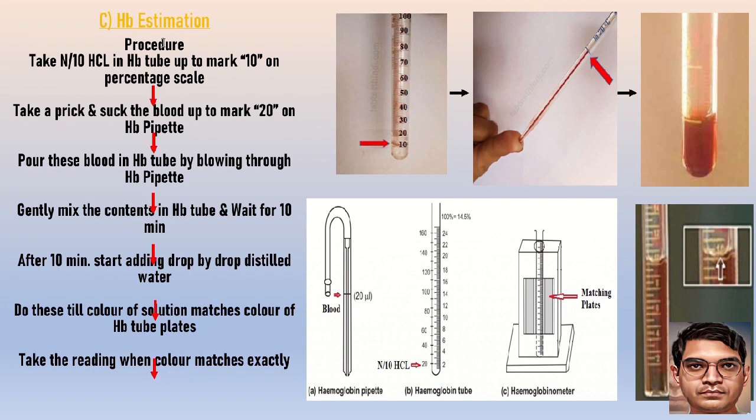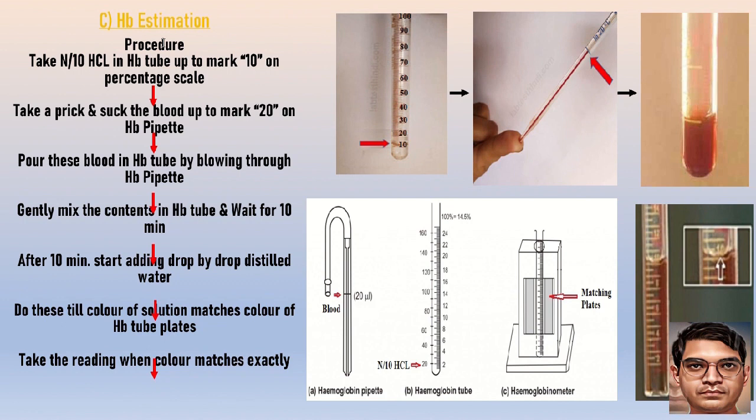Now we'll see the procedure of hemoglobin. The name of the method is Sahli's hemoglobinometry. You need to take first N/10 HCl in the HB tube up to the mark 10 on the percentage scale. Then you need to take a prick and suck the blood up to the mark 20 on the HB pipette. Then pour this blood in the HB tube by blowing through the HB pipette. Gently mix the content in the HB tube and wait for 10 minutes. These 10 minutes are required for the production of acid hematin.